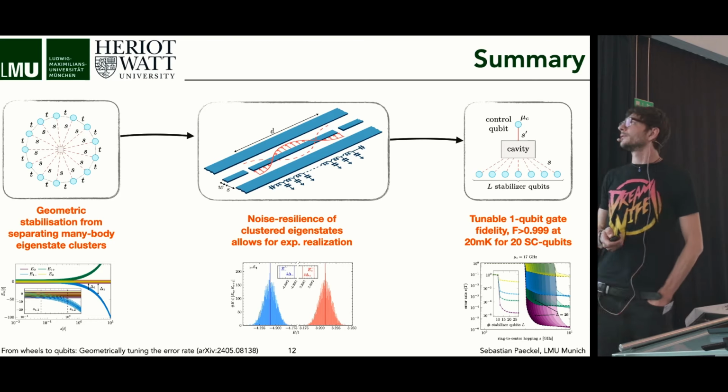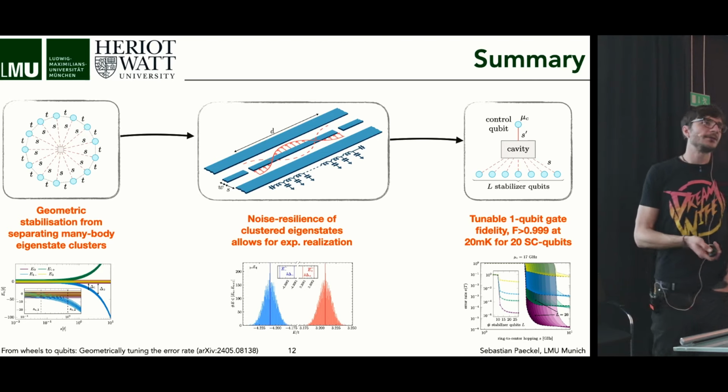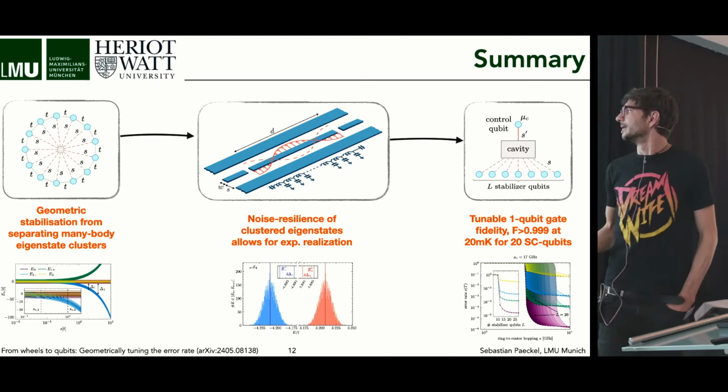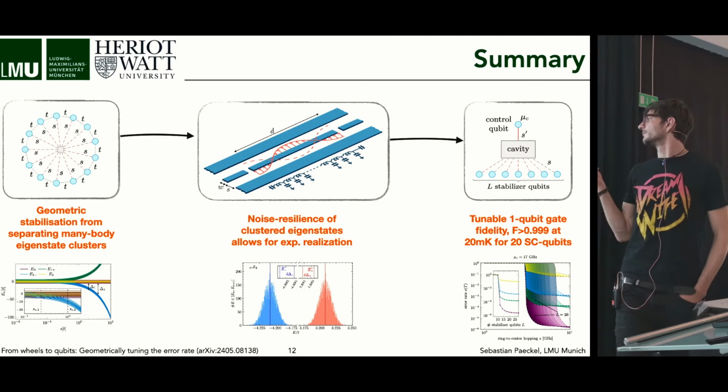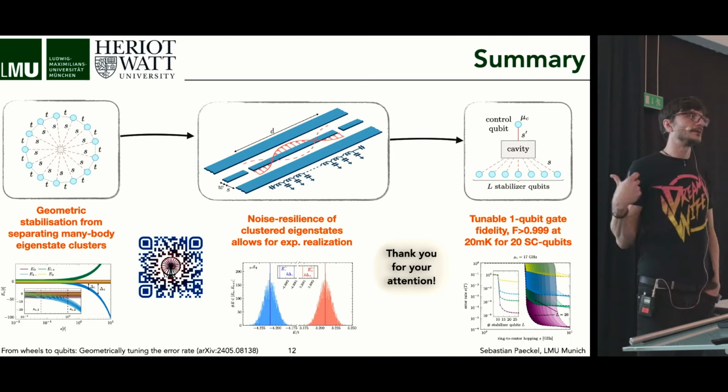So we do also expect this system to be a potential candidate to realize Bose-Einstein condensation on a lattice system at temperatures of 20, 30 millikelvins. And thank you for your attention, and there is again a wheel.